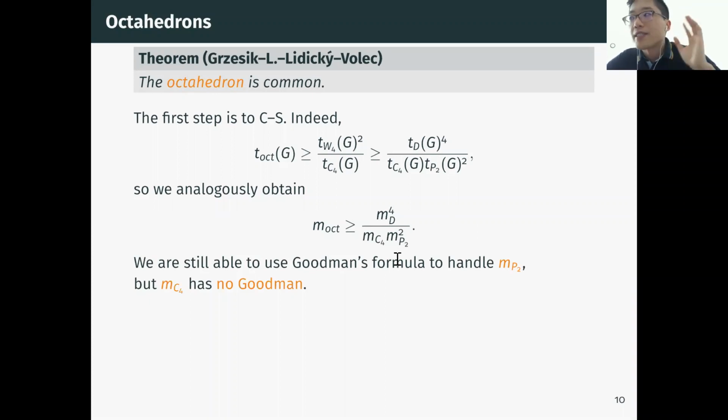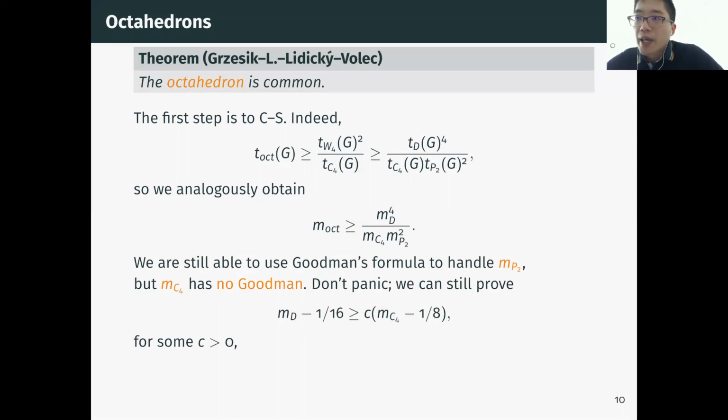So this is where all the difficulty lies. We can deal with this, but we have no idea at first how to deal with this guy. But don't panic, here's the way. We can still prove some inequality like this, for some C positive.